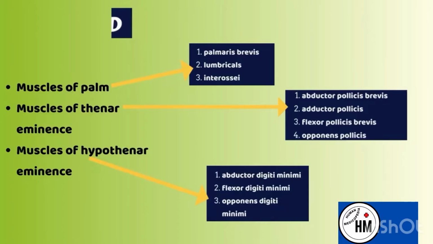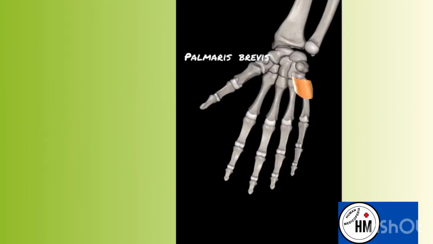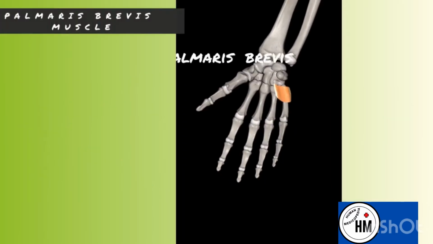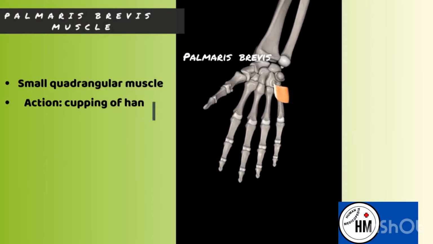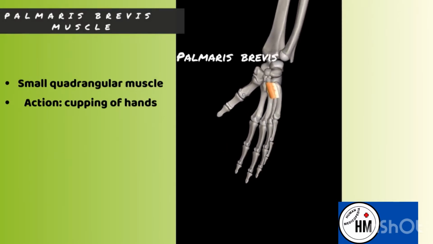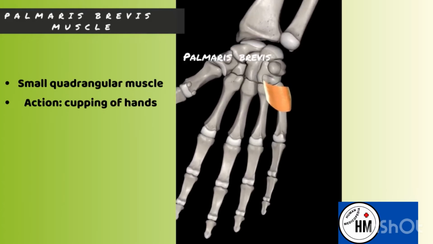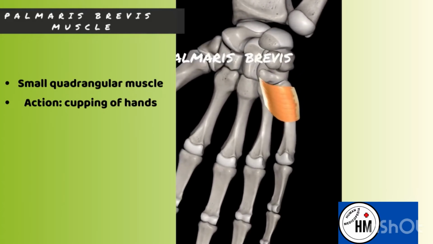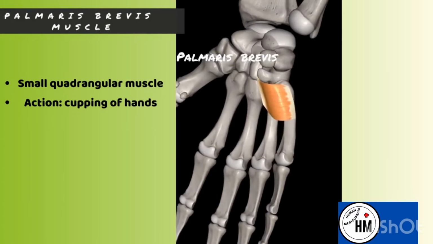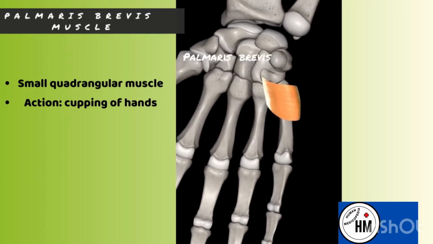Firstly, we will discuss the muscles of palm, the palmaris brevis muscle. Palmaris means it is the muscle of palm, and brevis means it is a short muscle. So it is a small quadrangular muscle and its action is cupping of hands. Name of muscle tells us the whole story. Its action is like we make hand cup to drink water from hands. Moreover, this muscle gives us a gripping strength.